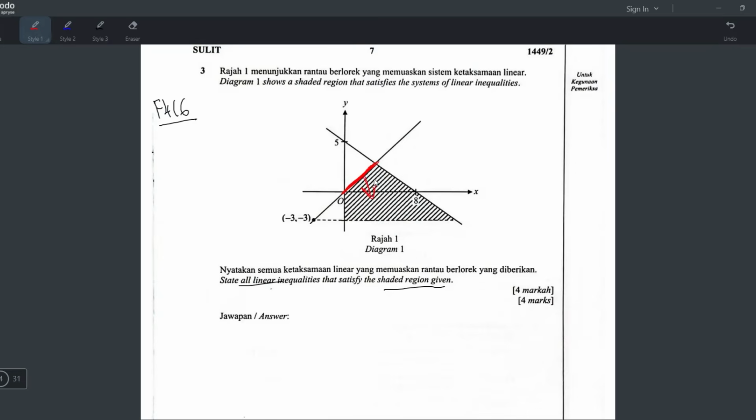Smaller, right? Smaller because the shaded region is below. If it's below, you have to write smaller. What about this line? Okay, this is a vertical line and it's the y-axis. So if it's a vertical line, you cannot look up or down. You have to look left and right. So the shaded region is on the right side, so you have to write bigger.